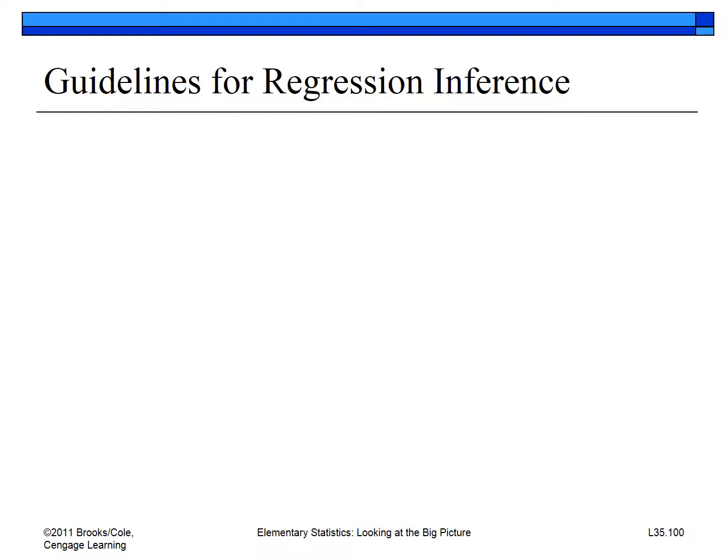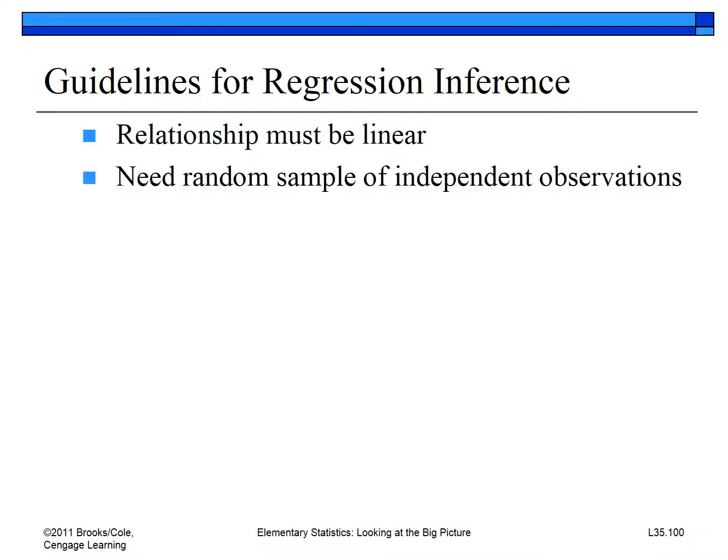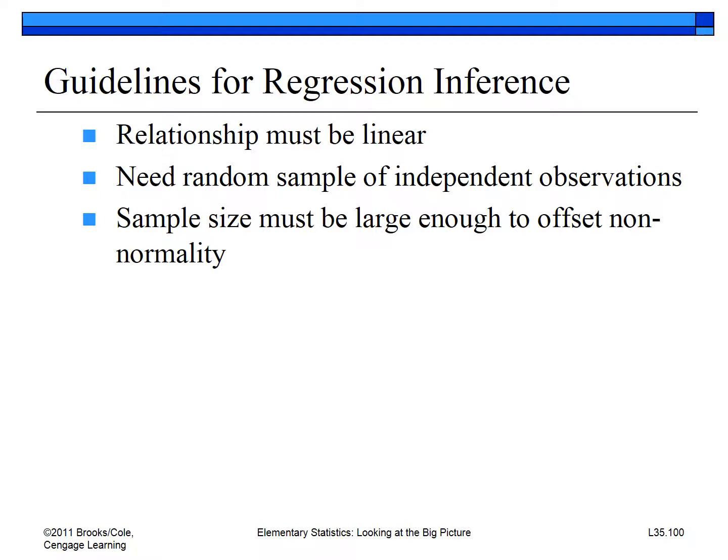Here's a quick list of guidelines for performing inference with regression. Remember that the relationship between the two variables must be linear. It can't be curved. If it's curved, then while we can do all these computations, we definitely should not. The observations need to be independent and our sample needs to be random. Otherwise, our methods may not work. The sample size has to be large enough to offset non-normality. Typically, that means we need at least 30 points in our data set.